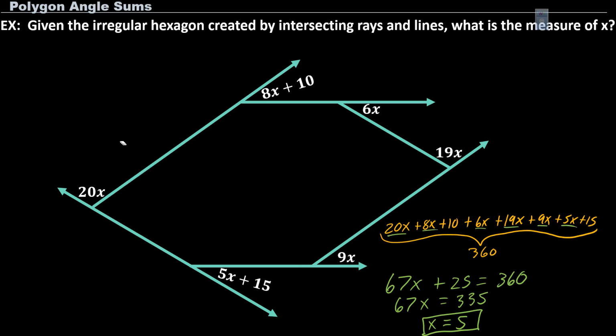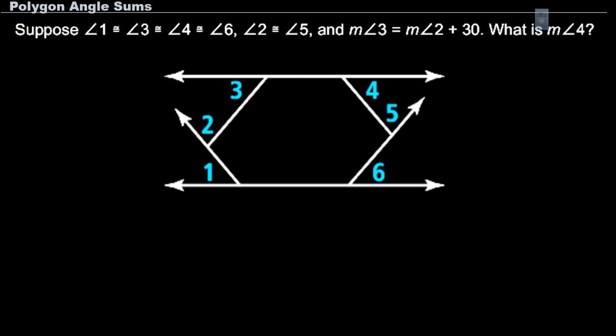All right, so suppose that angle 1 and 3 are congruent. So angle 1, put 2 arcs, and 3 are congruent. Angle 4 is also congruent, so put 2 arcs here, and angle 6 is also congruent. And then 2 and 5 are congruent to each other, so we'll just put 1 arc between 2 and 5.